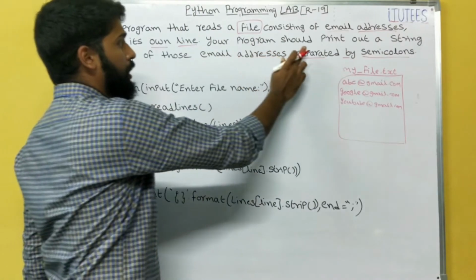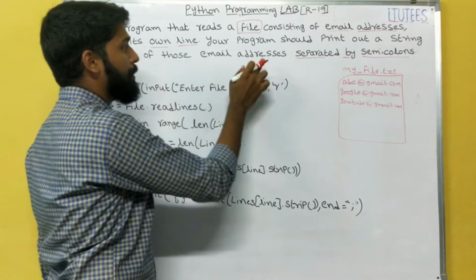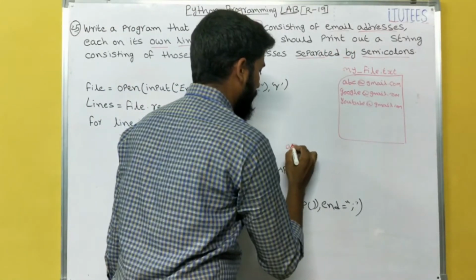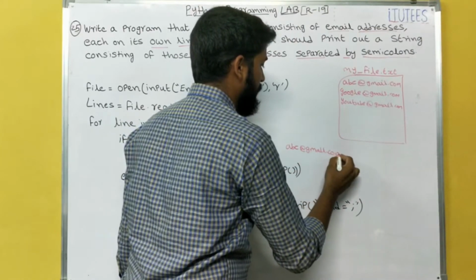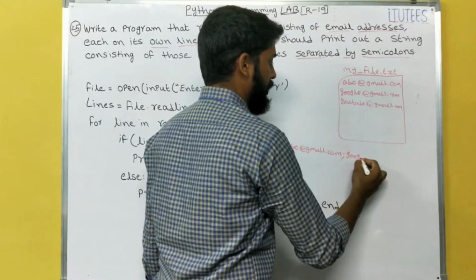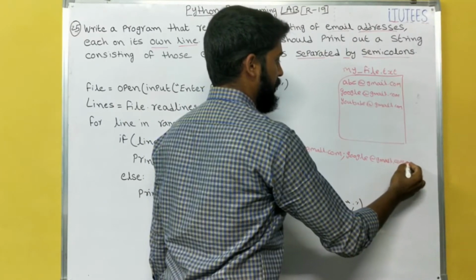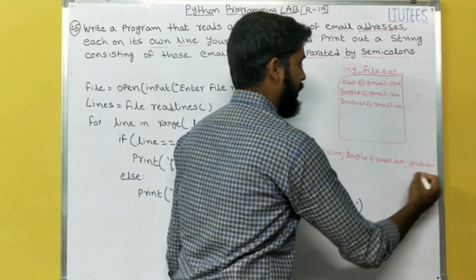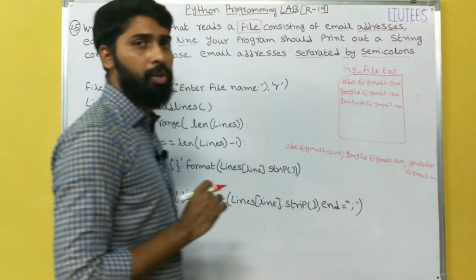Now your program should print out a string consisting of those email addresses separated by semicolons. That means we are going to print abc@gmail.com and semicolon. Next one, google@gmail.com, semicolon, youtube@gmail.com. That's it. So that is the program you are going to write.